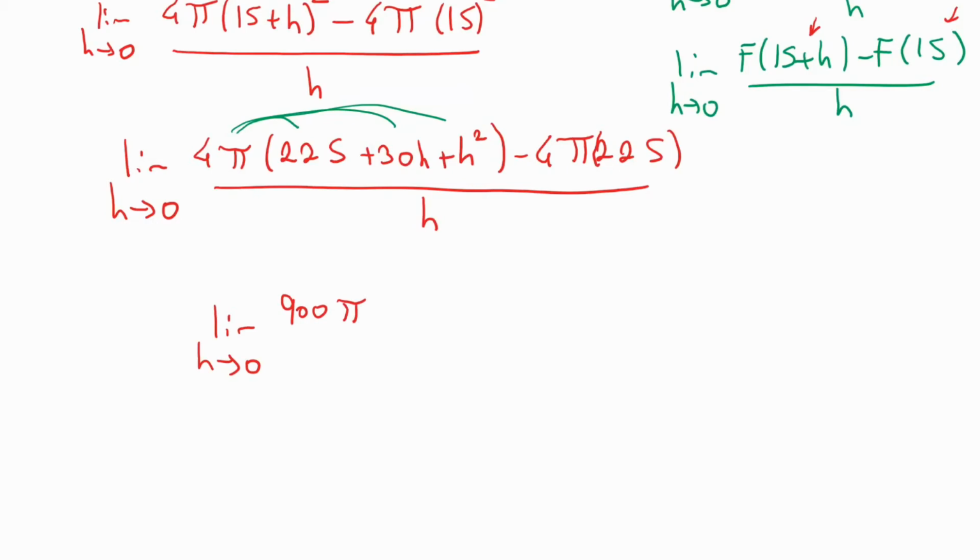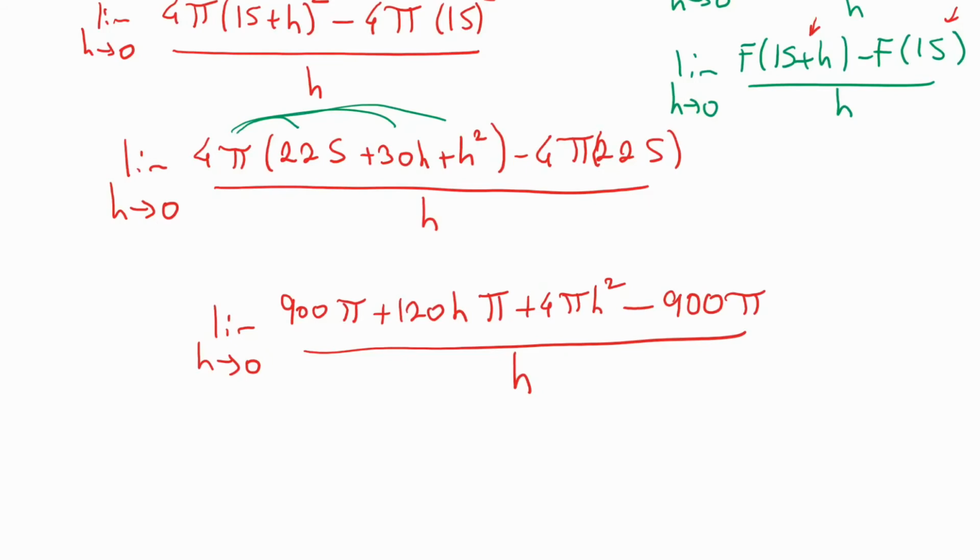I'm not going to put pi into my calculation because just in case the question might be looking for it in terms of pi. So whenever you're solving a question involving pi, what I usually do is I never put pi into my calculation until the end. So I'm going to do that. So plus 120h pi. And the last thing is going to be 4 pi h squared. And then minus 225 times 4, which is going to equal 900 again, 900 pi all over h.